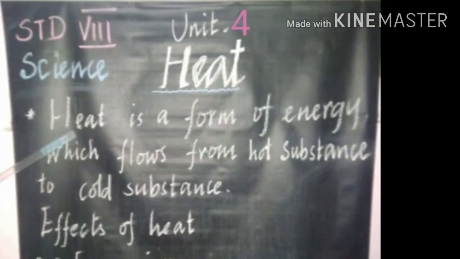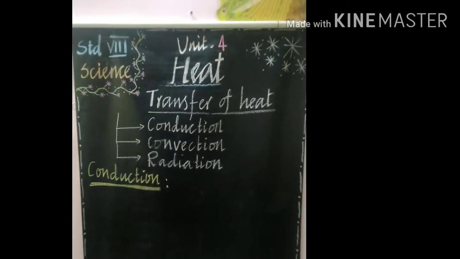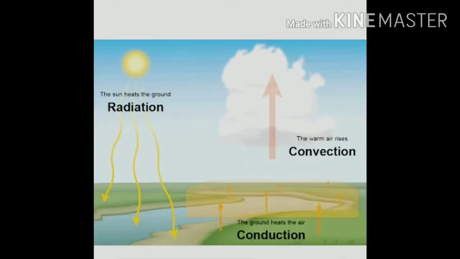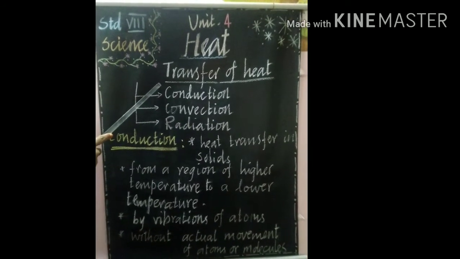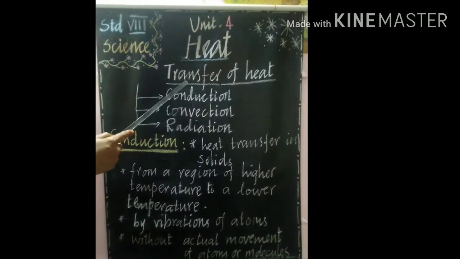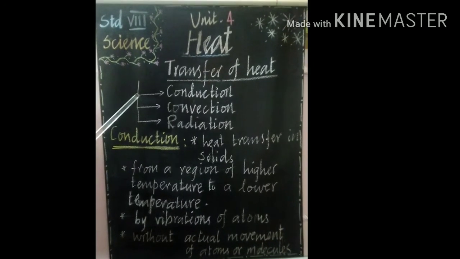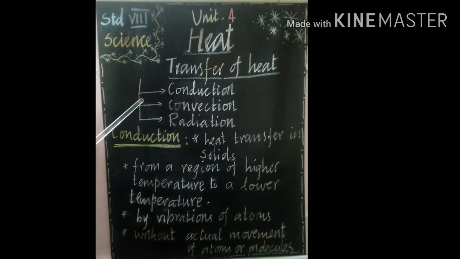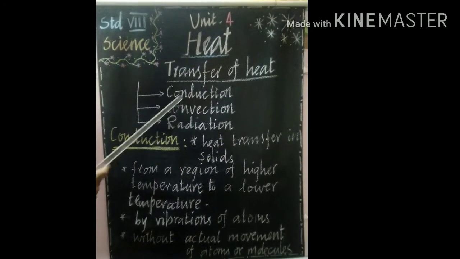We know well that heat is a form of energy and the effects of heat in change of state of matter. Today we are going to learn about transfer of heat by conduction, convection and radiation. If heat energy is supplied to any substance, it will be transferred from one part of the substance to another part. It takes place in different ways depending on the state of the substance. Three ways of heat transfer are conduction, convection and radiation.